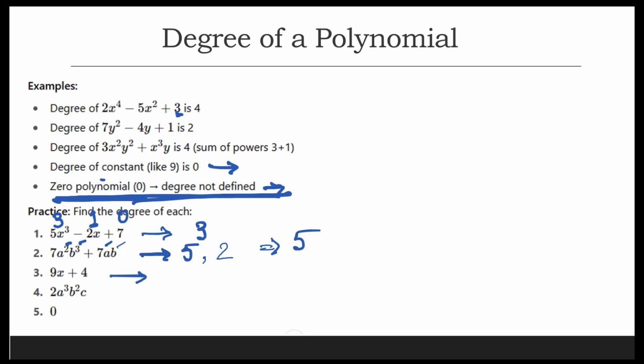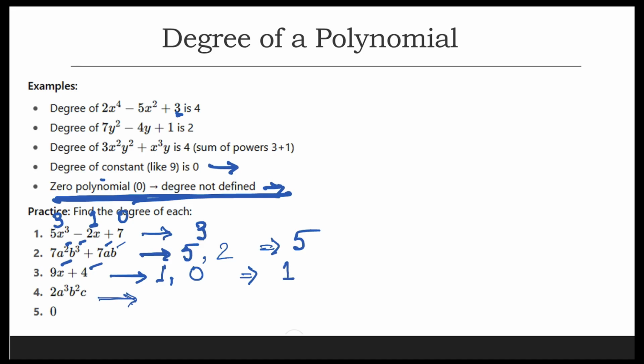Now in this case, the first term highest power is 1, x to the power 1, so 1. In this one, the highest power is 0 because a constant does not have a variable, so the power of the variable is 0. So the degree of the polynomial is 1.